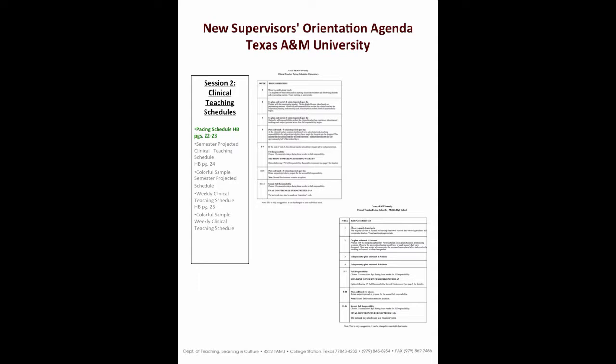Look at your hard copy for page 23 from the handbook. Page 23 is on this same slide. This is the pacing schedule for middle school, high school. As I mentioned earlier, you will adapt the information that we just discussed from page 22 to this pacing schedule on page 23 for middle school, high school.